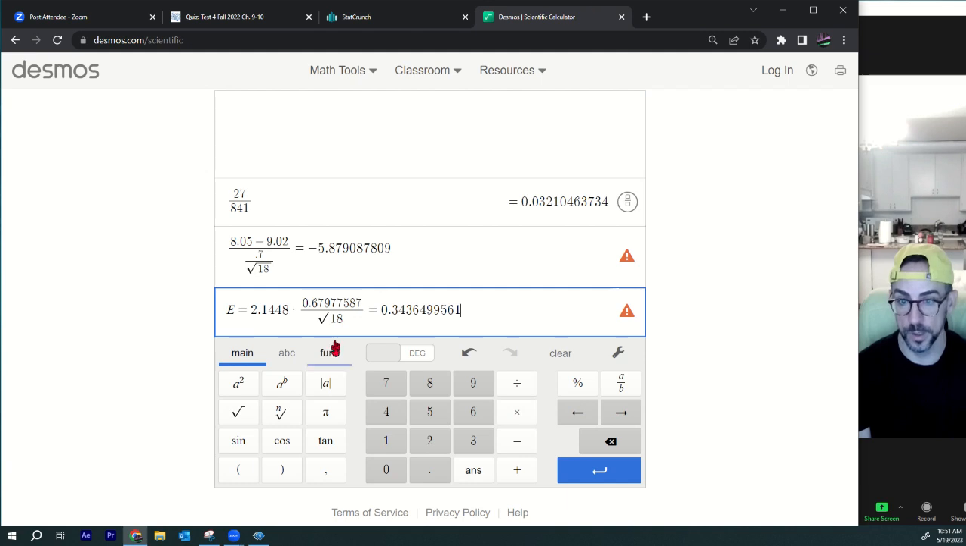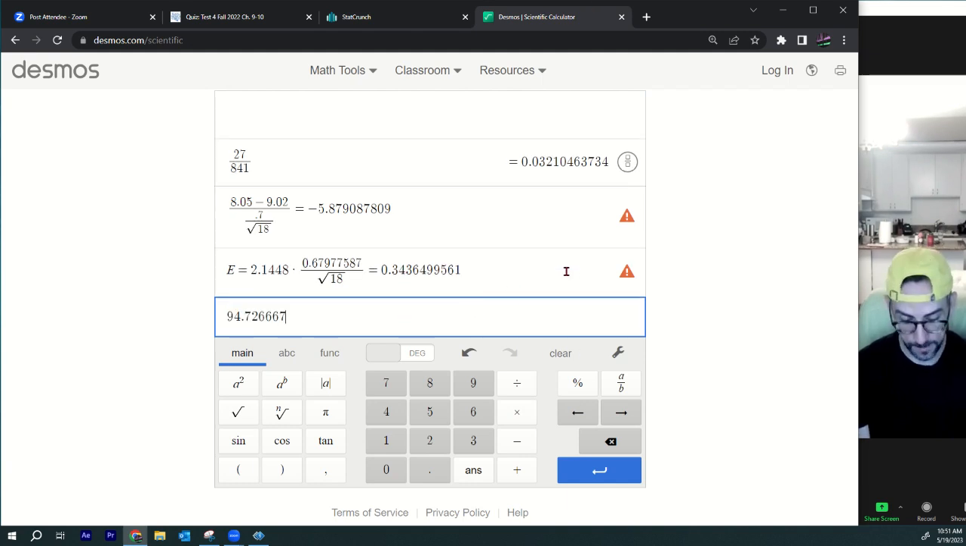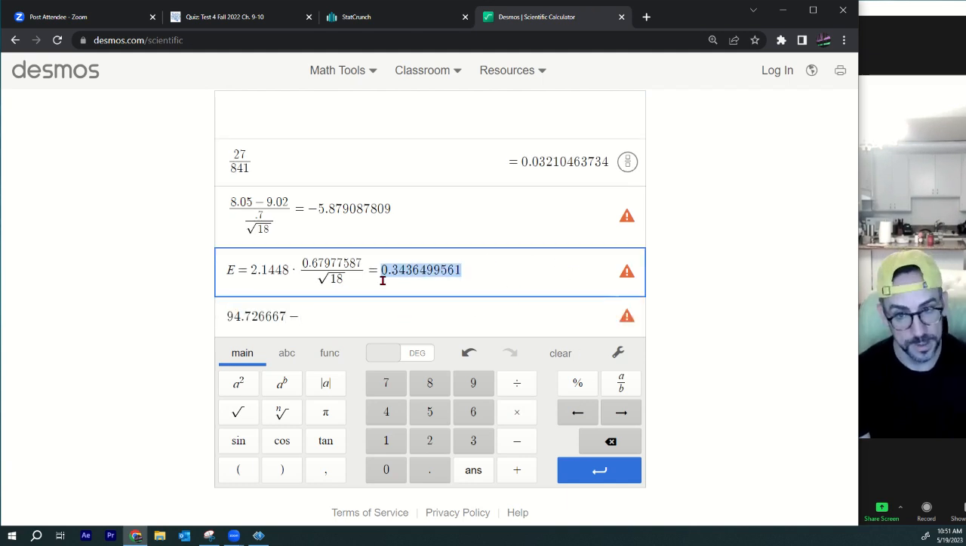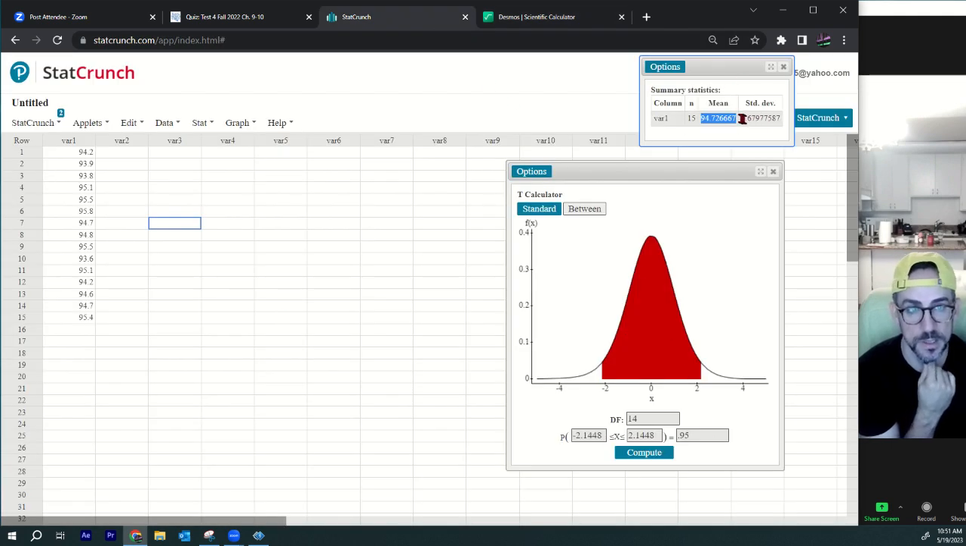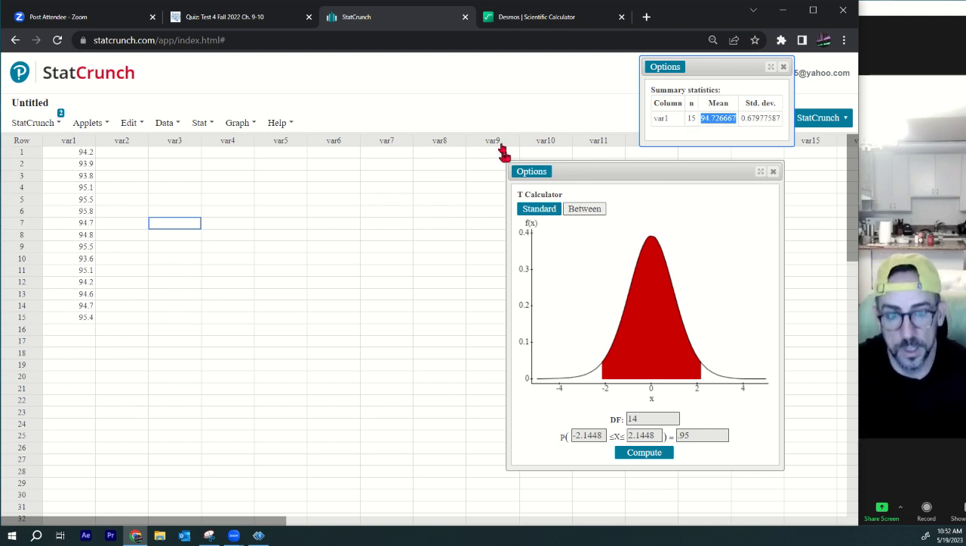Control C, go here. Control V, minus the margin of error. That's my margin of error. Such a small margin of error. Why is my margin of error so small? I guess because my standard deviation is so small. Because all the pitches, the speeds, are so close to each other. There's not a lot of dispersion. It's just strange to me.